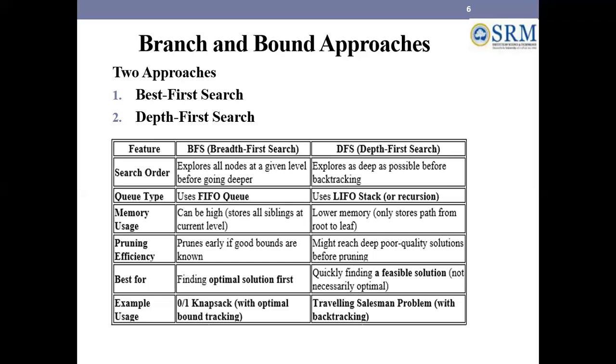So mainly, BFS is best for finding optimal solutions first, and DFS is for quickly finding a feasible solution, not necessarily optimal. An example for BFS is the zero one knapsack problem. For DFS, the traveling salesman problem, which uses the concept called backtracking with recursion.